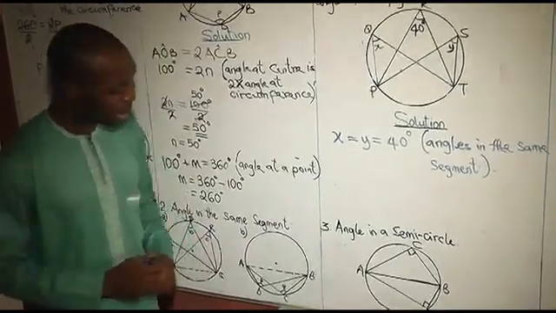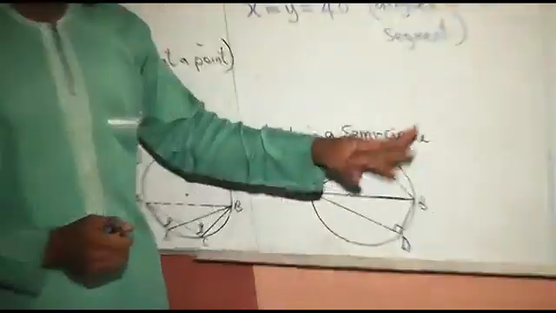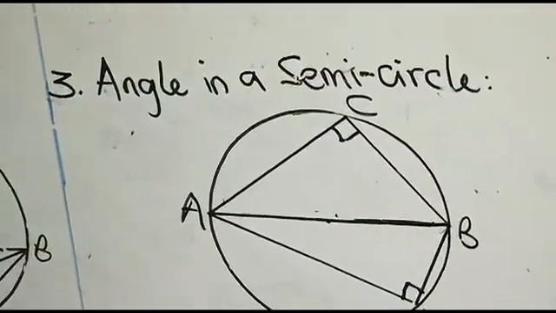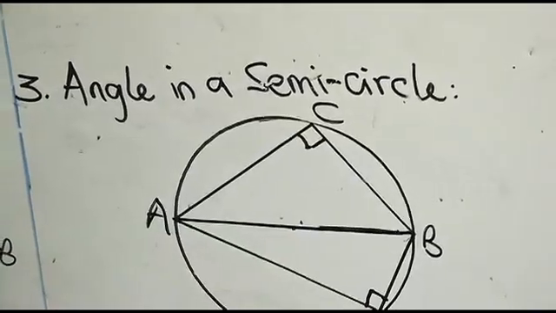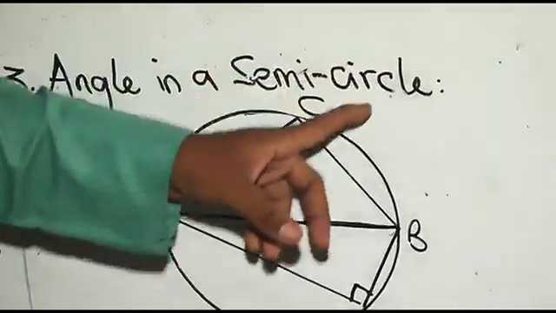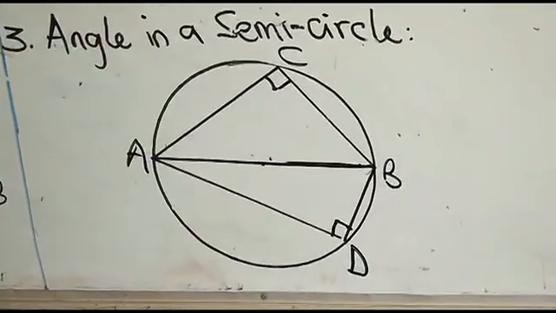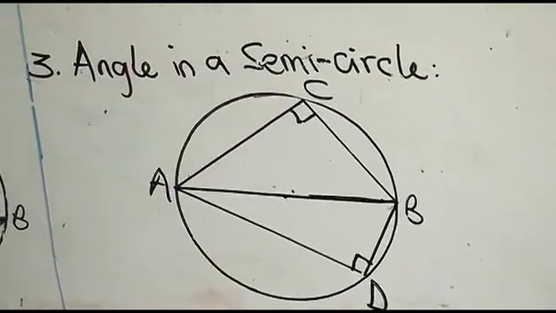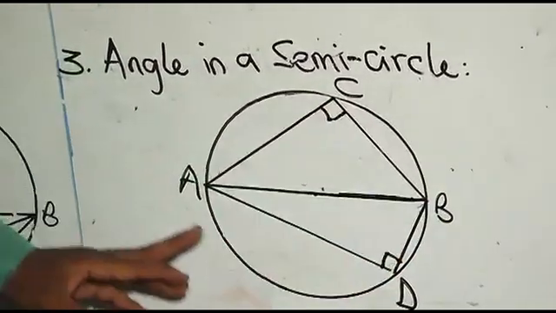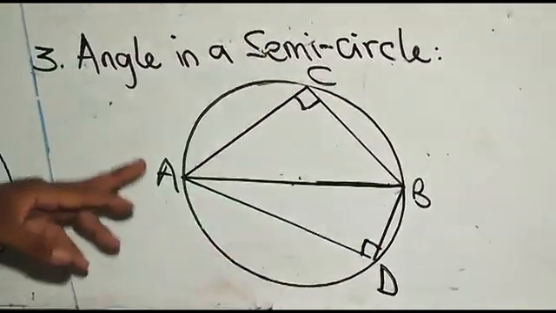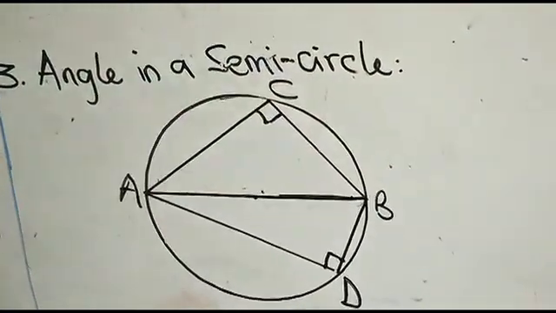Let's look at the next theorem. Angle in a semicircle. If you recall, semicircle is what? Dividing a circle into equal halves. So, any angle that is formed at the circumference of a semicircle is what we want to look at.